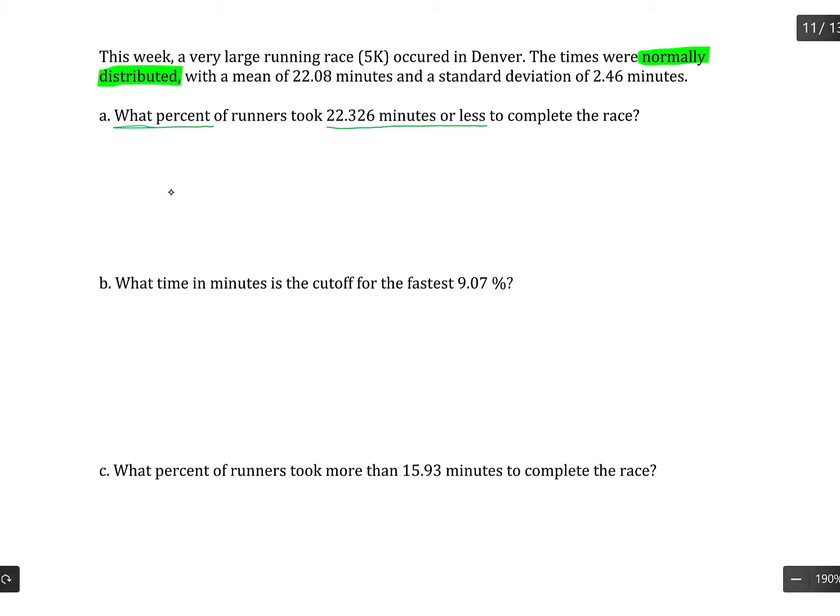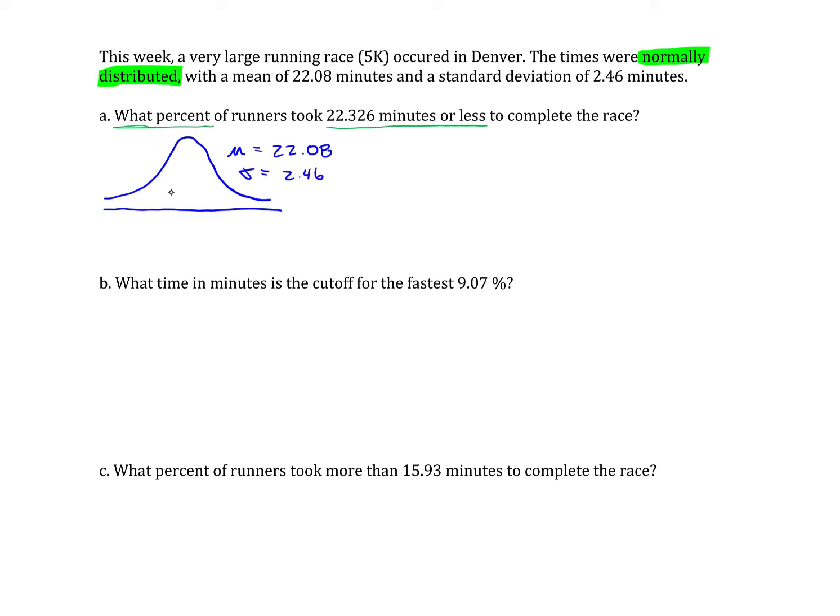So, in order to answer this, what I need to do is draw a bell-shaped distribution, labeling the pertinent information. So the mean is 22.08, standard deviation is 2.46. 22.326 is slightly larger than the mean. I'll put that about right there. And if I want a percentage that's that value or less, then I would shade to the left. So I'm trying to figure out this area under the curve.